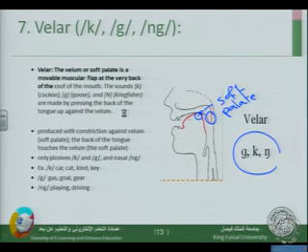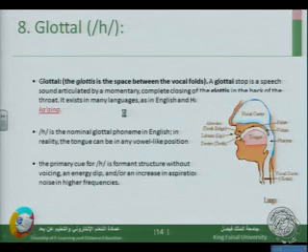Soft palate. We make these sounds. G like gas, gold, gear. Ng like playing, driving. What happens? The back of the tongue goes and touches the soft palate. K is voiceless. G is voiced. Ng, playing, voiced. This is how you can make some distinctive features between the consonants.